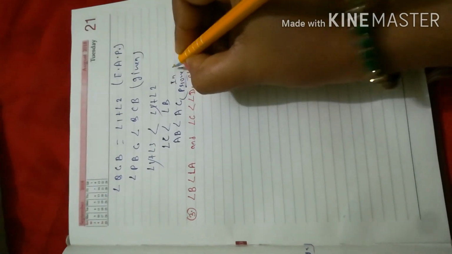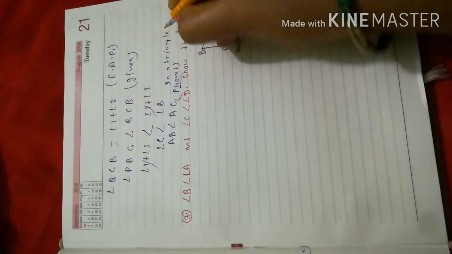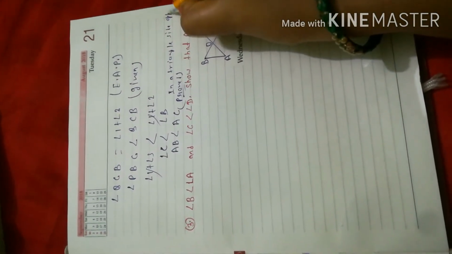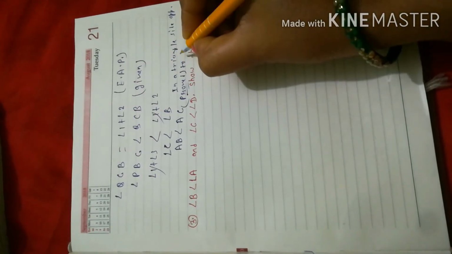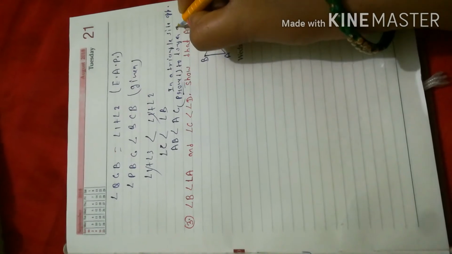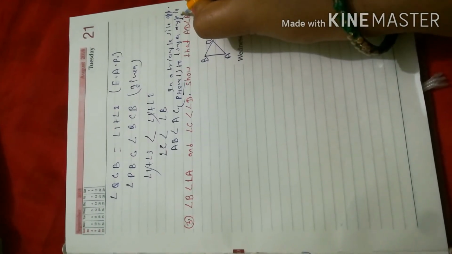In a triangle, side opposite to the longer angle is longer.